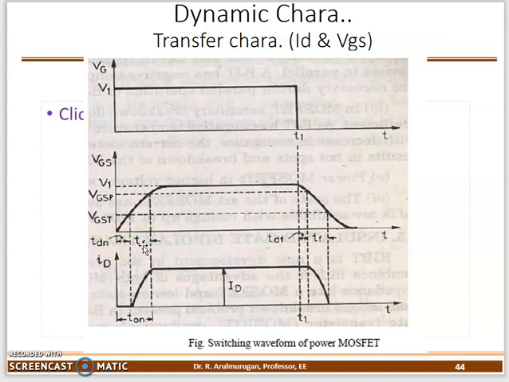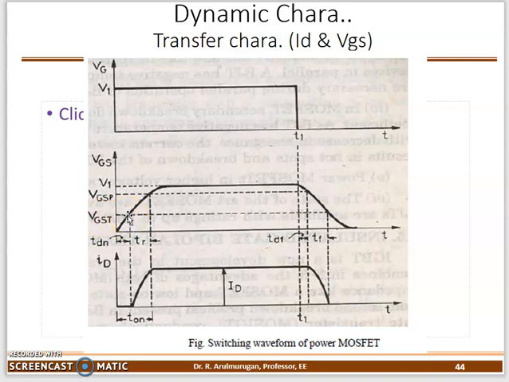Next, question number 2, what is the delay time? During the delay time period, the output current ID is 0, but the input voltage starts to rise from 0 to VGST, the threshold, until it reaches the threshold.